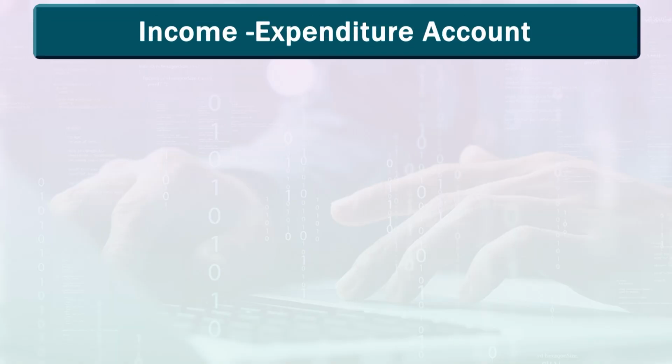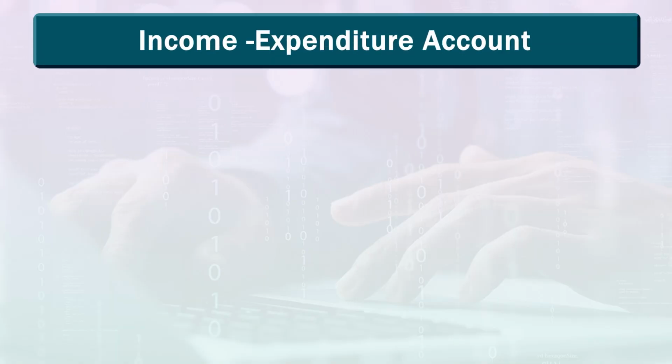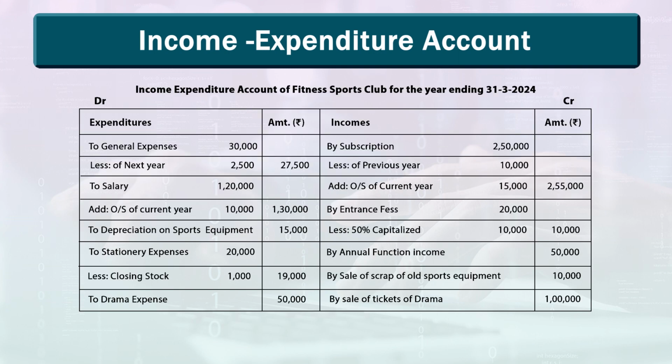After having clarity about identification of revenue incomes and expenses and adjustments, finally, we will prepare income expenditure account. It is advisable to start with adjustments. We will commence with adjustments for preparation of income expenditure account. As we can see, the income expenditure account of Fitness Sports Club for year ending 31/3/2024 is prepared. Let us see the expenditures first.